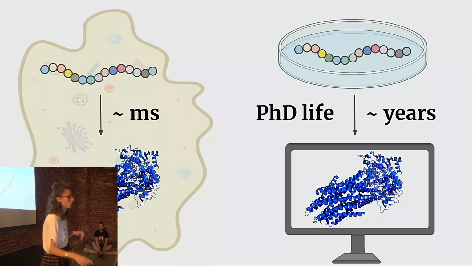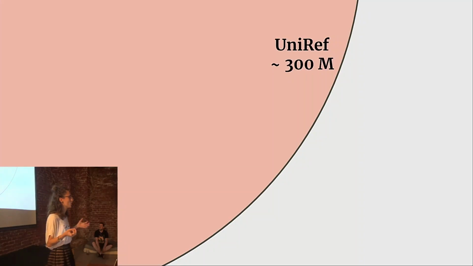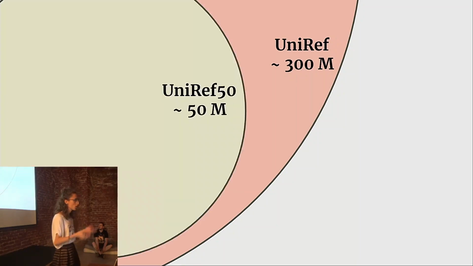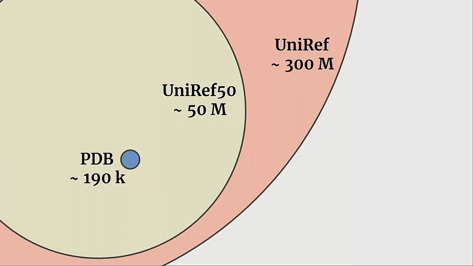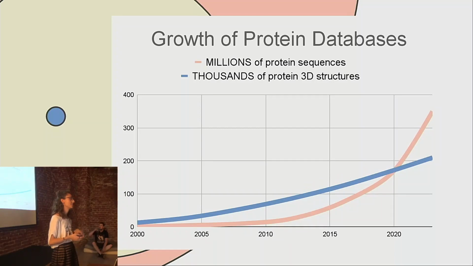And this gap between the protein sequences and 3D structures is really nicely demonstrated in the size of the databases we have with proteins. So, for example, UniRef, a database of all protein sequences, has something like 300 million sequences. When you want to work with those sequences, you cluster them, so you're at something like 50 million protein sequences. But if you want to have the 3D structure, it's something like 190,000. So there's a huge gap between those things. And this plot quite nicely shows that this will definitely not get better in the coming years.